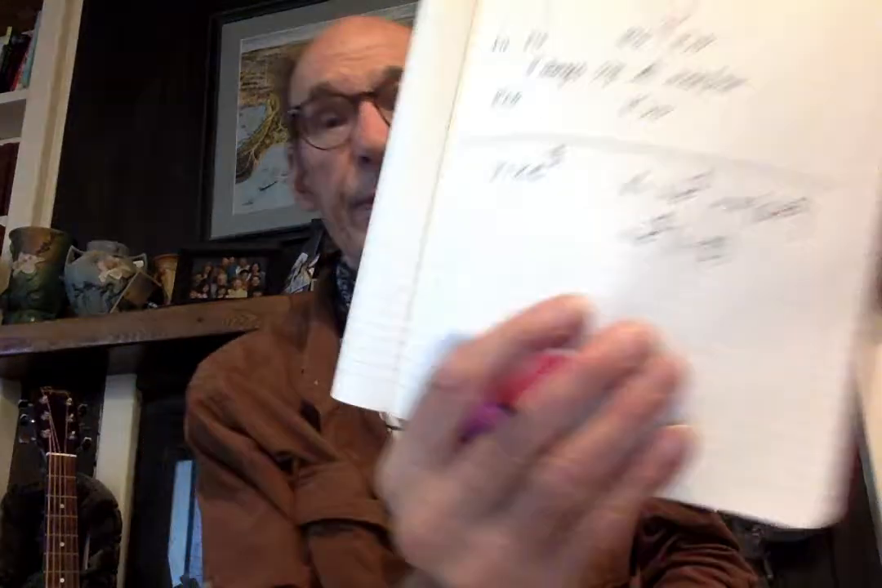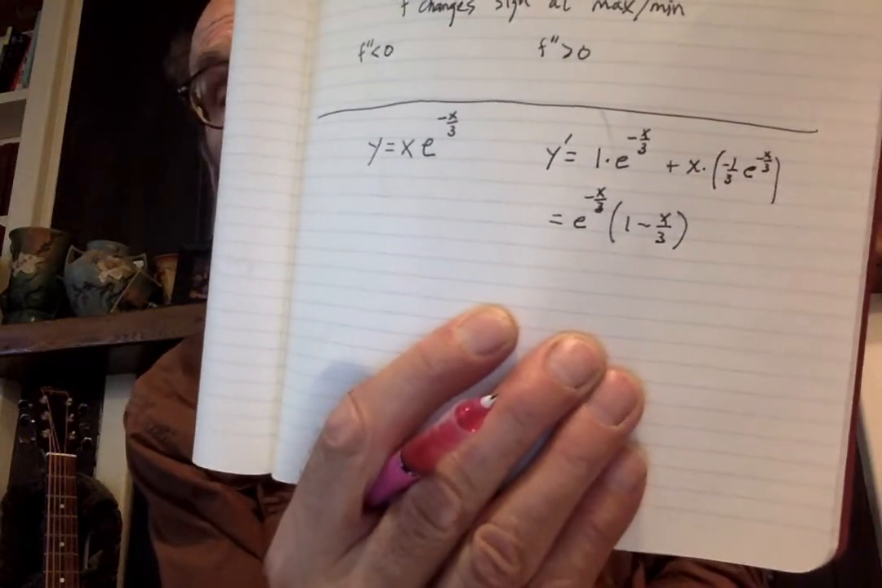And then looking at the rest, what we have is 1 minus x over 3. So the derivative has the same sign as 1 minus x over 3. We don't care about the value of that exponential factor. All we care about is that it's positive. So this is the same sign as 1 minus x over 3. And so when x is really negative, that's positive, and then it changes from being negative.